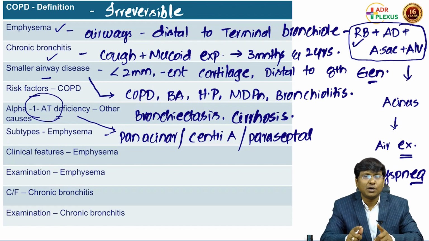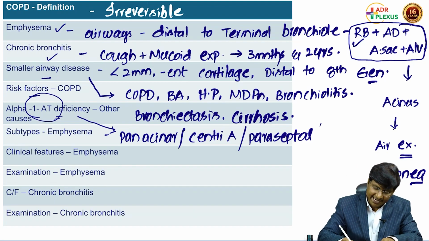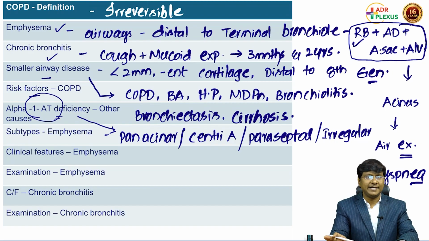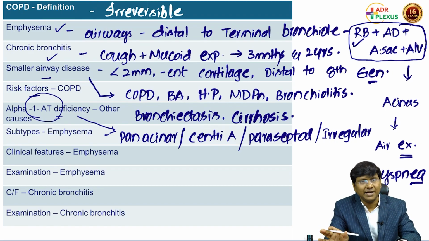And in the peripheral part of the lung which is abnormally irreversibly dilated, you have the emphysematous bulla. If this emphysematous bulla ruptures, the individual will develop pneumothorax. So one of the very important complications in patients with emphysema is the development of pneumothorax. And next is the irregular emphysema. Irregular emphysema means any part of the acinus can be abnormally irreversibly dilated.